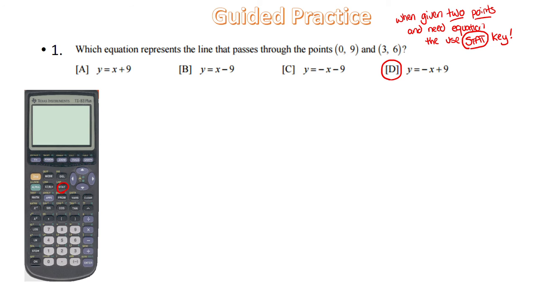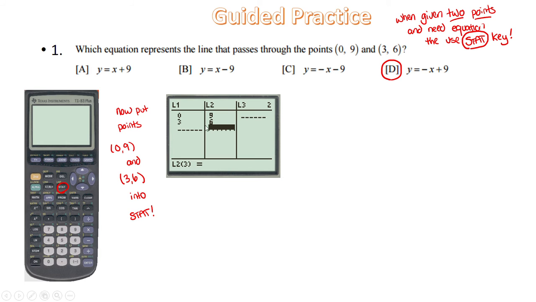Then, so hit it and hit enter. Then it's going to pull up 2 columns, L1, L2, and you're going to type in the points that they gave you, 0, 9, and 3, 6. It's very important that you keep your 0 and your 9 side by side because L1 stands for X, L2 stands for Y. And then you put 3, 6 side by side. And 3 stands for L1, which is X, 6 stands for L2, which is Y.